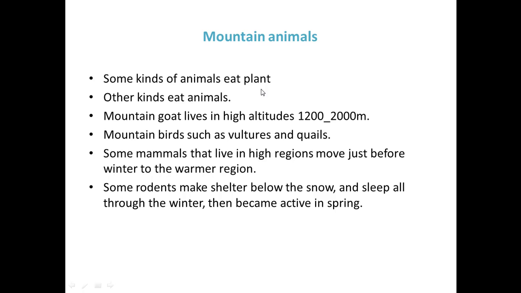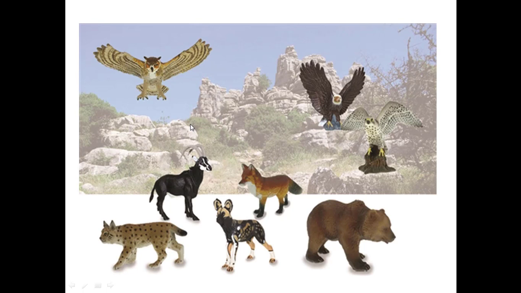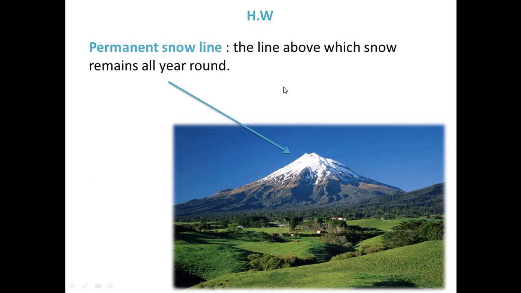And mountain animals, some kinds of animals eat plants and other kinds eat animals. And mountain goats live in a high altitude, okay, and mountain birds such as villager and quails can live in the mountain, okay, and some mammals that live in the high regions move just before winter to the warmer regions, and some rodents make shelter below the snow and sleep all through the winter, then become active in spring. This one is a rodent. And some mammals can live in mountain environment too. And quail and villager, these types of birds can live in the mountain environment.